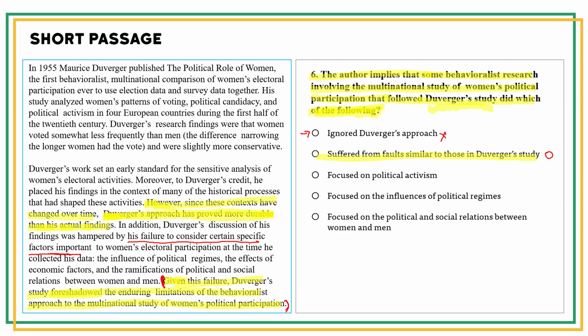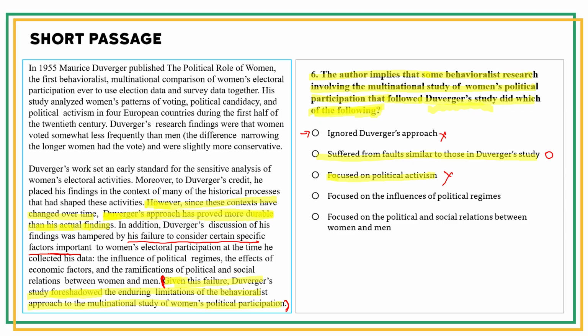Did the researchers afterward focus on political activism? Well, where's the mention of political activism? I don't even see the word activism anywhere. I might be wrong, but no. There's no information in the passage. I cannot find any information in the passage saying that they focus on political activism.